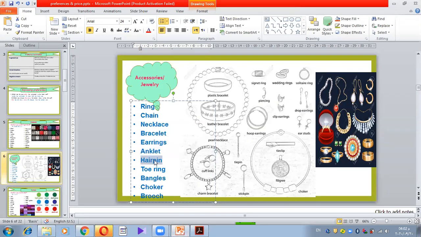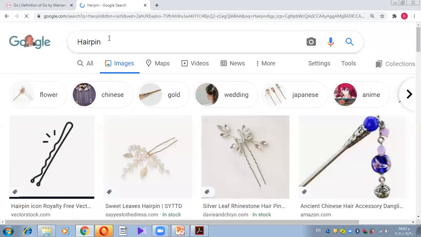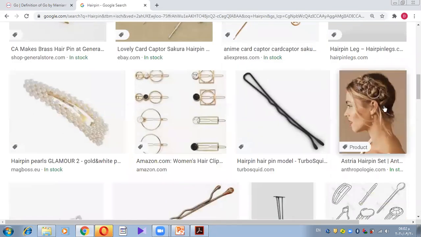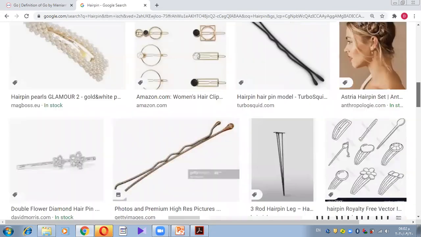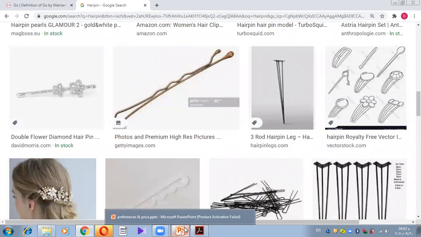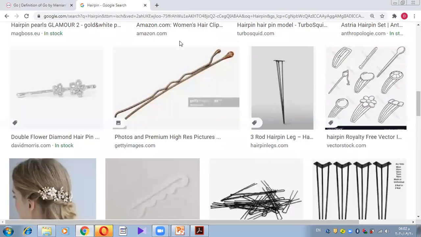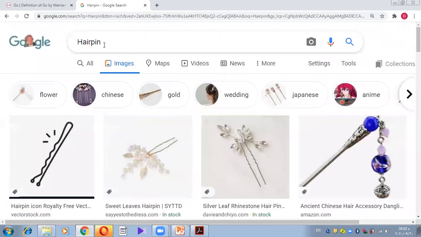Hairpin. The pins. We have it for our hair, just like this. So you wear it in the hair. That's the simplest for any of these styles or shapes or designs. Toe ring. The ring that we wear on our toes.